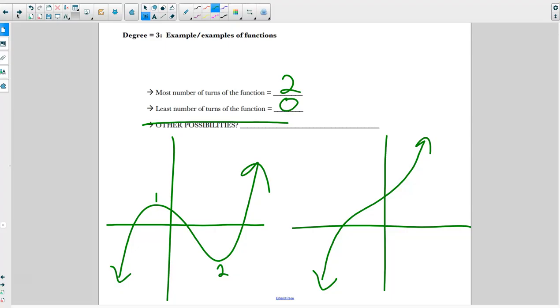I could also have 6. But you can never have 10 and then 9 turns. You would have a different function. Okay? So why do we look at this?